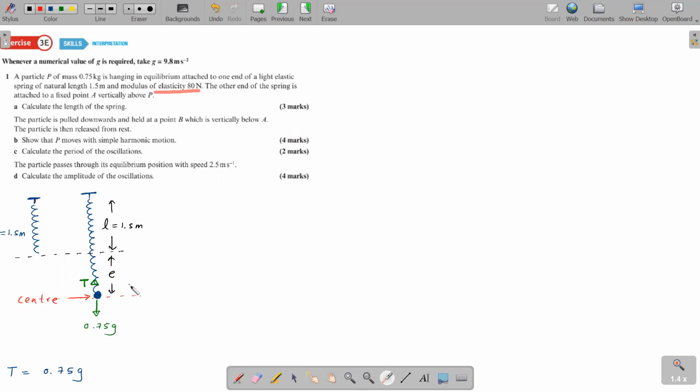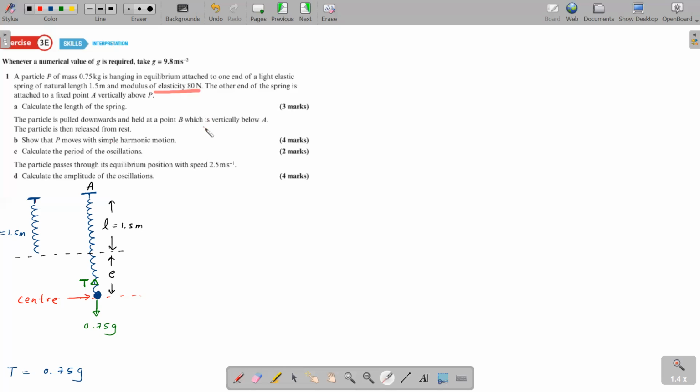And whatever amount you displace your particle from the center, that initial amount will become the amplitude of your simple harmonic motion. Now, are they telling you how much of a distance they are pulling downwards from this equilibrium position? They have said the top point is A. The particle is then pulled downwards and held at a point B, which is vertically below A. A is at the top. The particle is then released from rest.